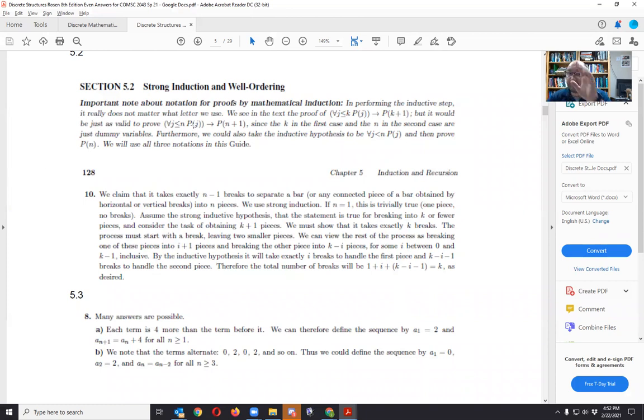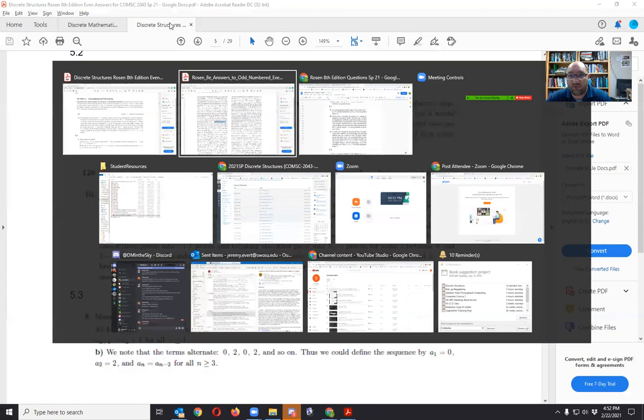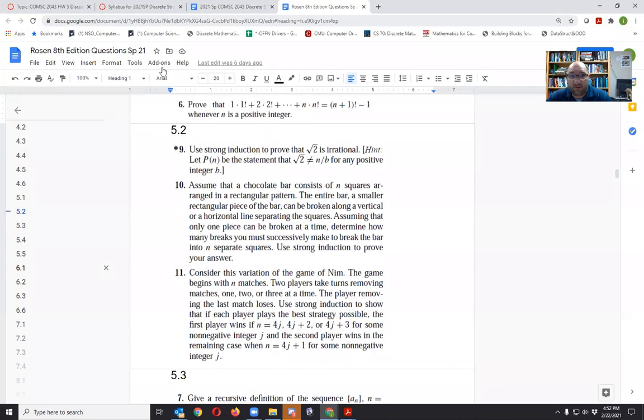So that's pretty handy. Okay, so let's take a step back. Whoops, nope, wrong one. We're going to pop over here and we'll look at 11. Consider this variation on the game NIM. The game starts with n matches. 2 players take turns removing matches, 1, 2, or 3 at a time. The player removing the last match loses.